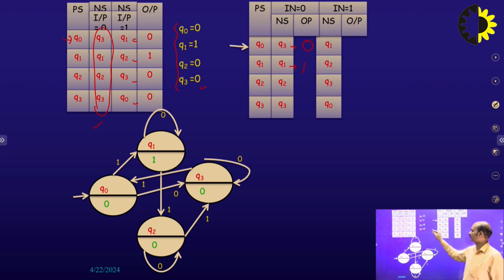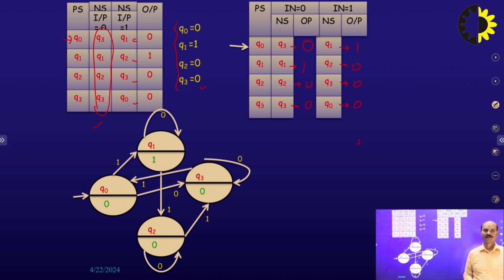What is the Q2 representation? Q2 representation is 0. Q3 represented as a 0. Q1 represented as a 1. And Q2 represented as 0. Q3 represented as 0. Or Q0 represented as 0. So this is the complete table for the Mealy machine.